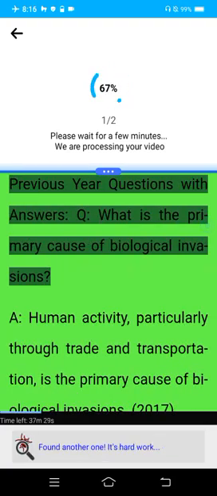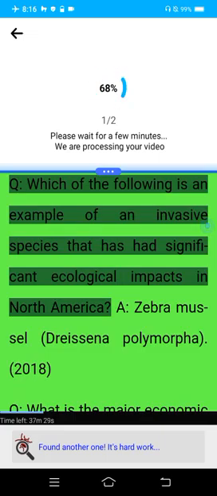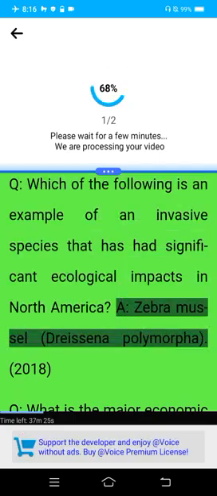Previous year questions with answers. Q. What is the primary cause of biological invasions? Human activity, particularly through trade and transportation, is the primary cause of biological invasions. 2017. Q. Which of the following is an example of an invasive species that has had significant ecological impacts in North America? Zebra mussel, Dreissena polymorpha.